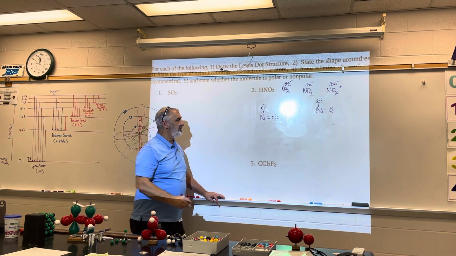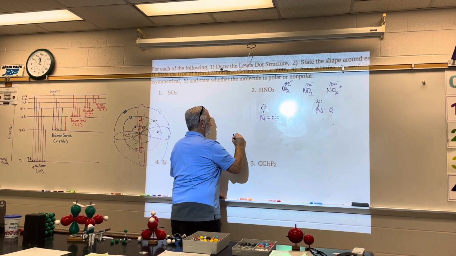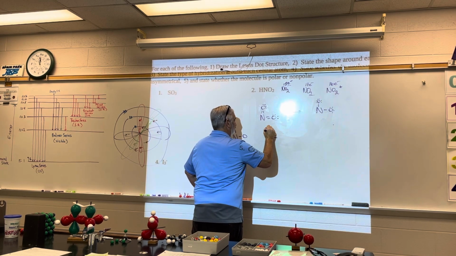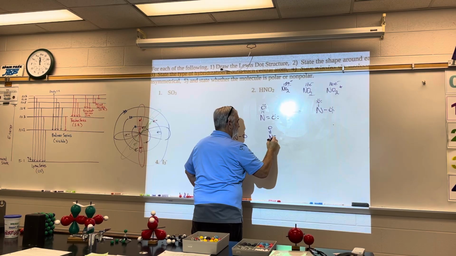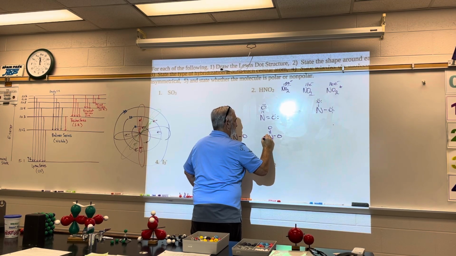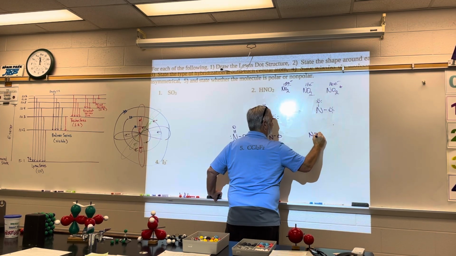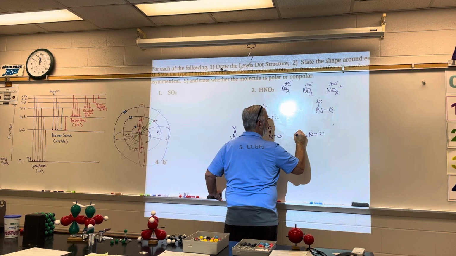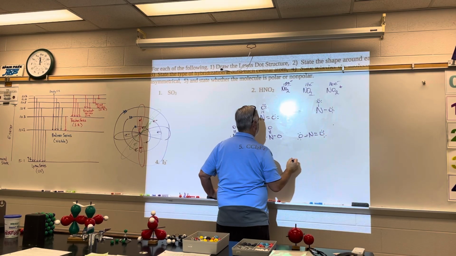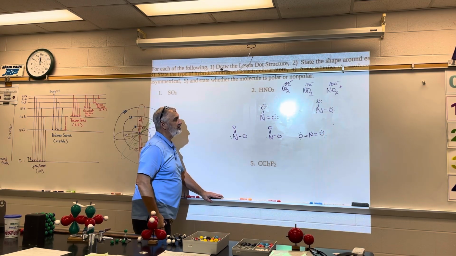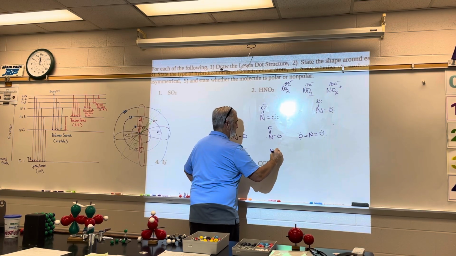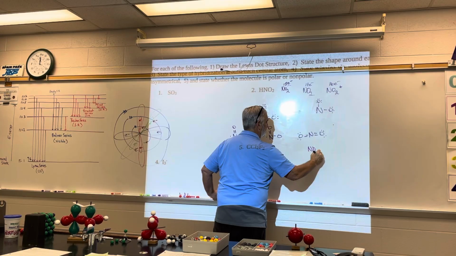So now I have this, and I have this, and I'm not drawing all the resonance structures, and I have this. 2, 4, 6, 8. Okay, it's going to look like that. Those are my three possibilities. This is my NO2 minus, my NO2, and NO2 plus.